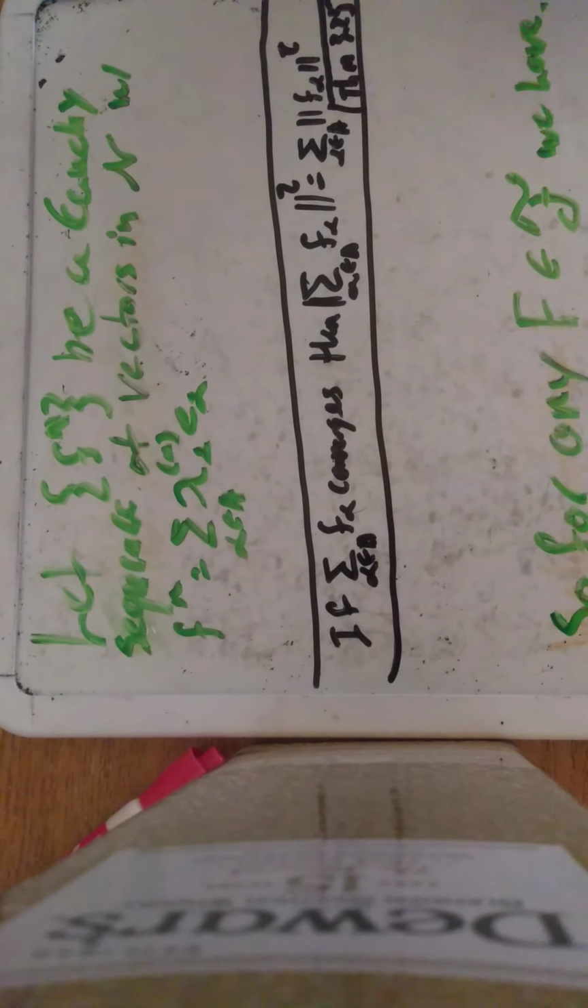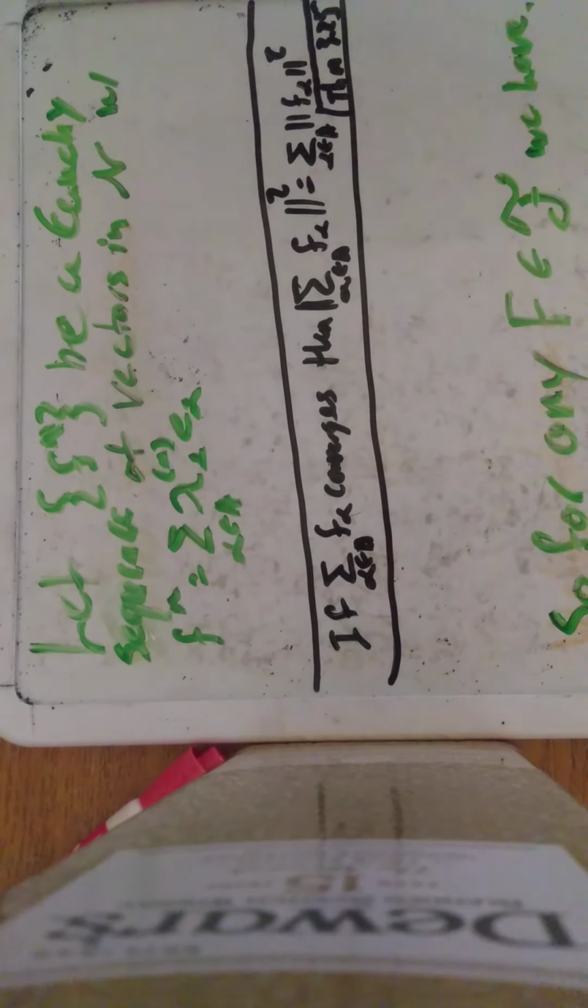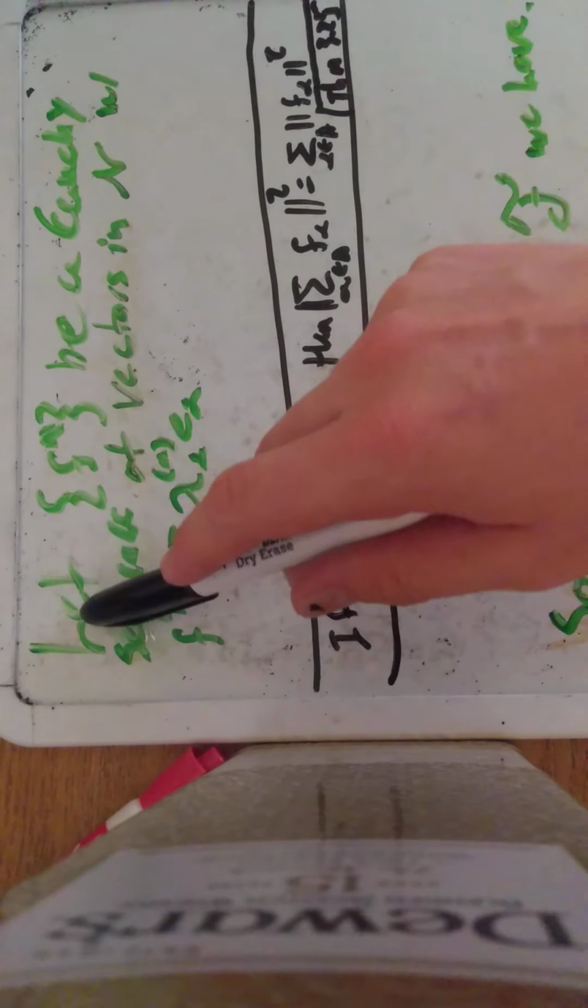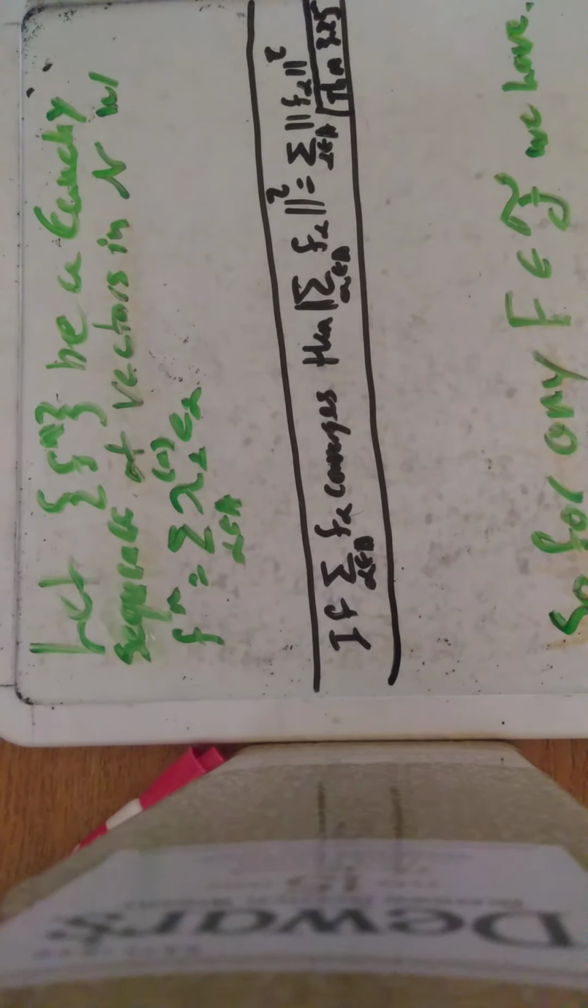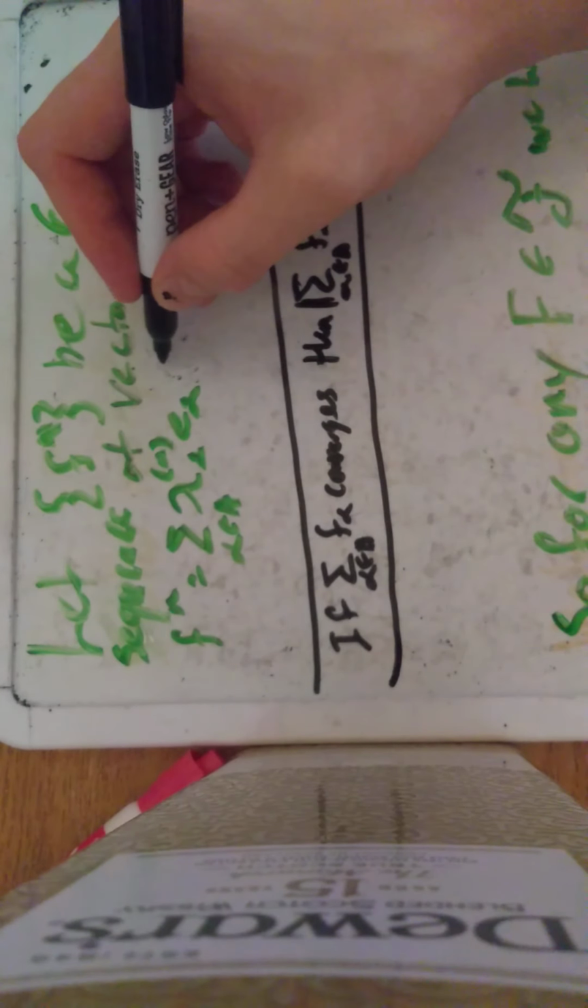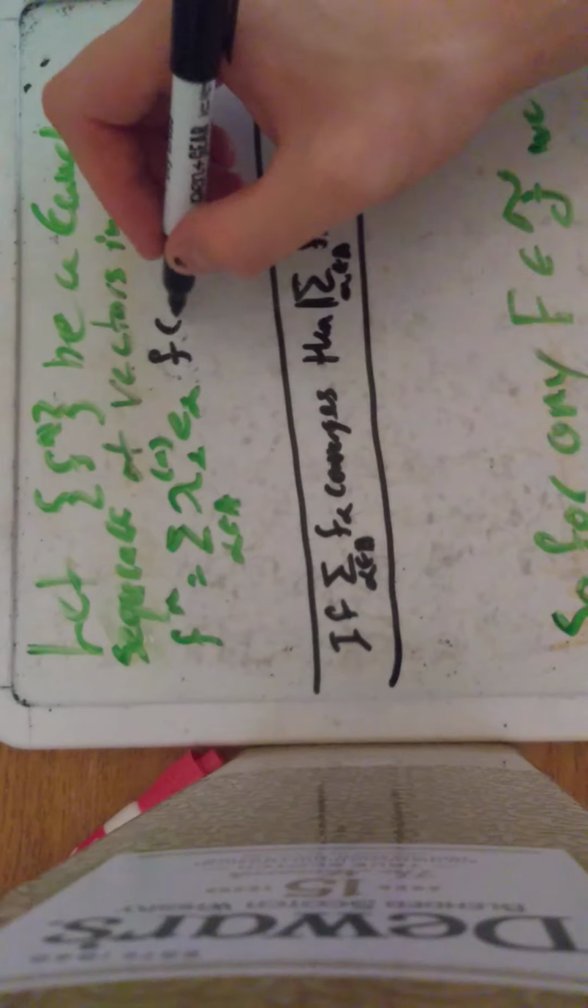So next we wish to show that N is not only a subspace but a closed subspace. To do that, we're going to let the set F_n be a Cauchy sequence of vectors in N, with F_n being defined as such.